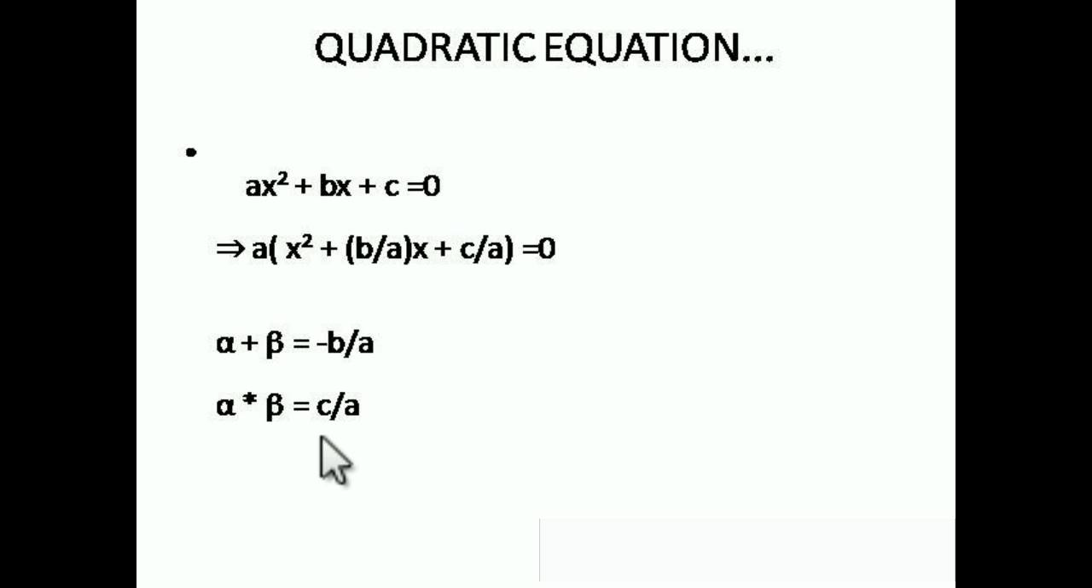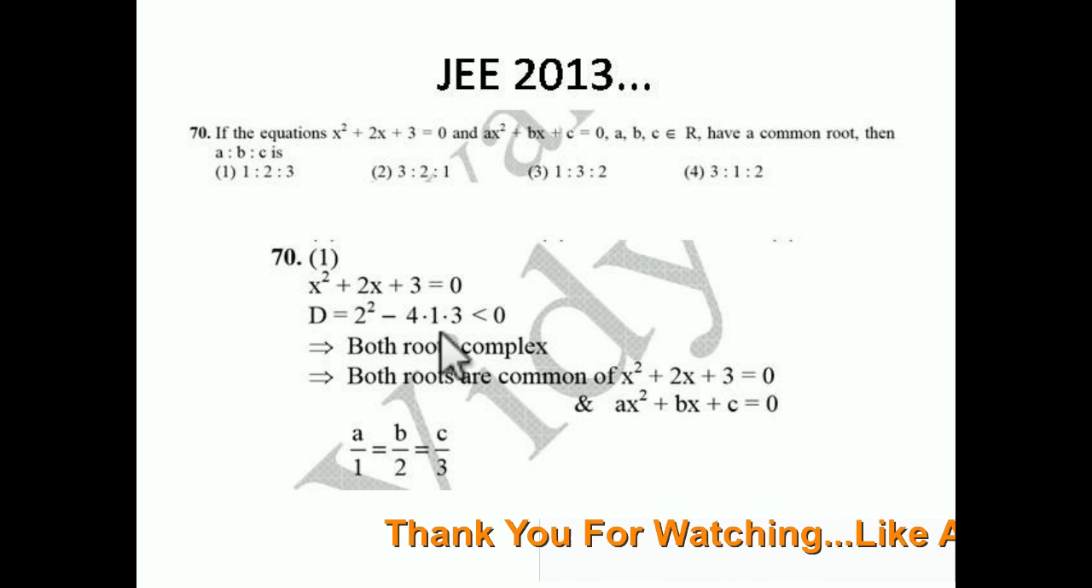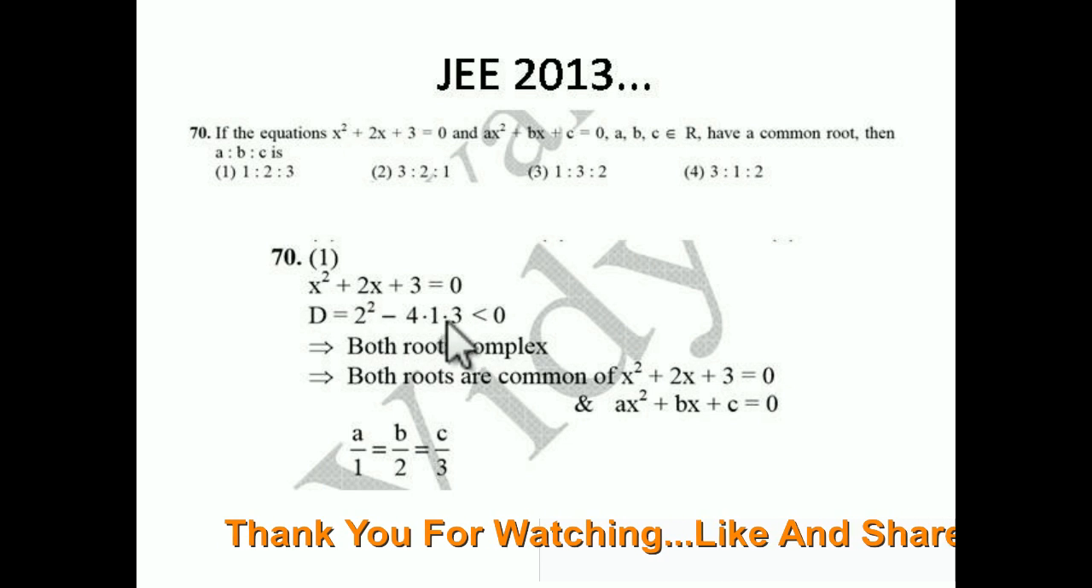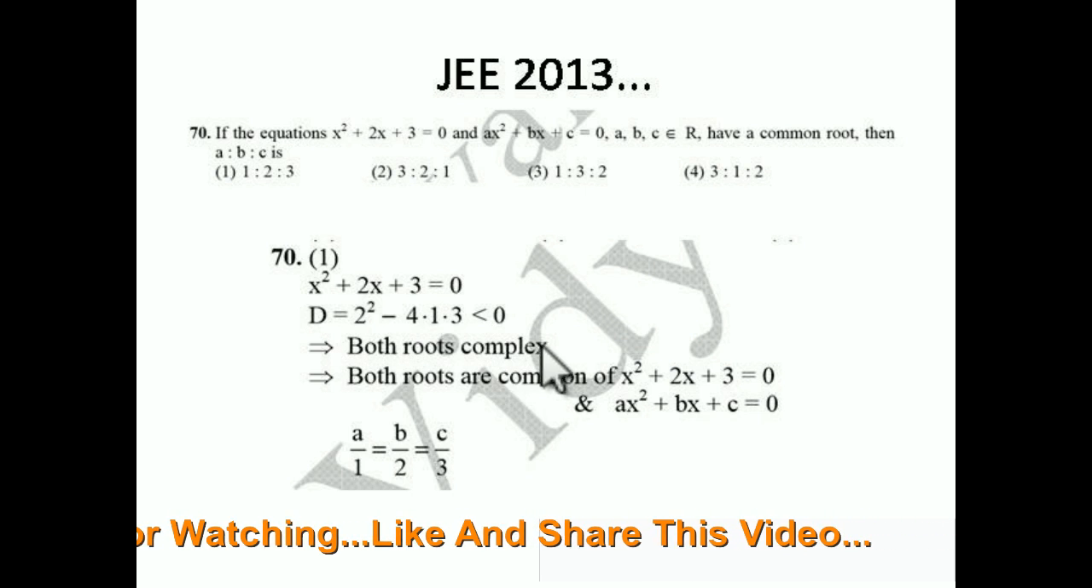Now let's see a sum on this basic stuff. This is the first one, asked in JEE 2013. If the equations x square plus 2x plus 3 is equal to 0 and ax square plus bx plus c is equal to 0, with a, b, c belonging to R, have a common root, then in what ratio are a, b, c? For x square plus 2x plus 3, the discriminant b square minus 4ac is 2 square minus 4 into 1 into 3, that is 4 minus 12, which is minus 8, less than 0. So both roots are complex.